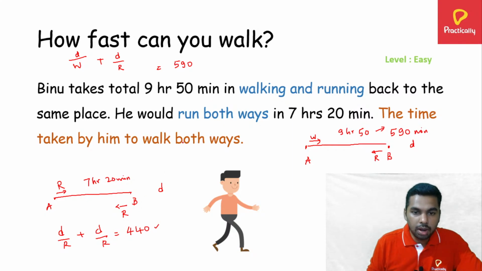Okay, now what we have to find is nothing but the time taken for him to walk in both the directions. So we have to find D by W plus D by W. So this is a set of two equations. So this can be called one equation.